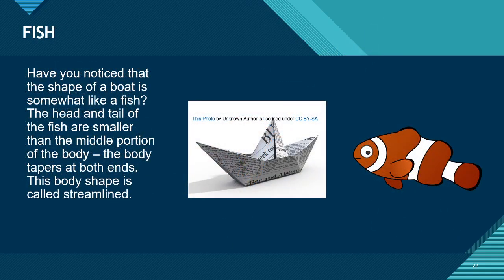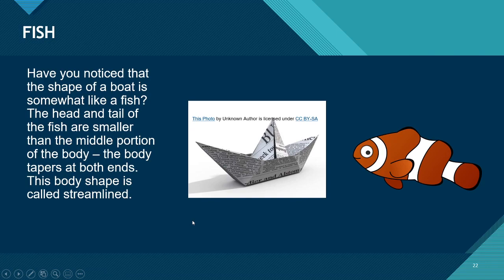The next we have is fish. We have studied this earlier also. Have you noticed that the shape of the boat is somewhat like a fish? They have the streamlined body. Now what do we mean by streamlined body? The body which has pointed corners at its both ends.